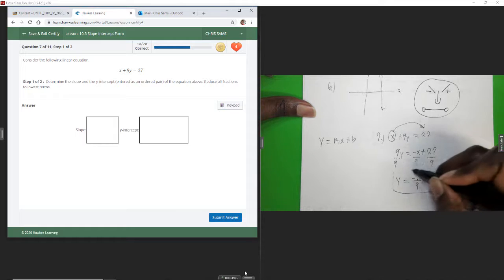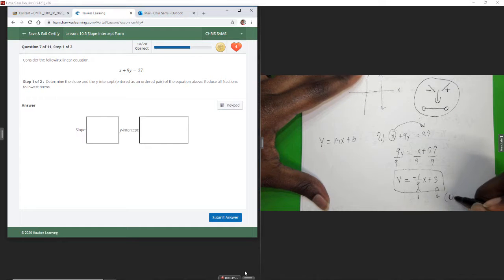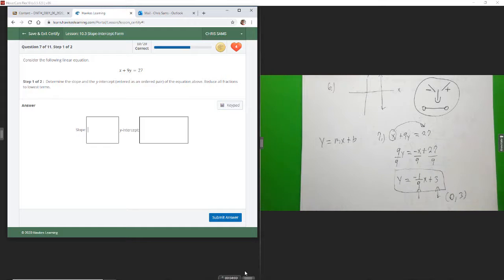So now we can see the slope here and the y-intercept here. The y-intercept as an ordered pair, remember, is always 0 for the x value, and then the y value, and then your slope is negative 1/9. And then the y-intercept as an ordered pair is 0, 3.